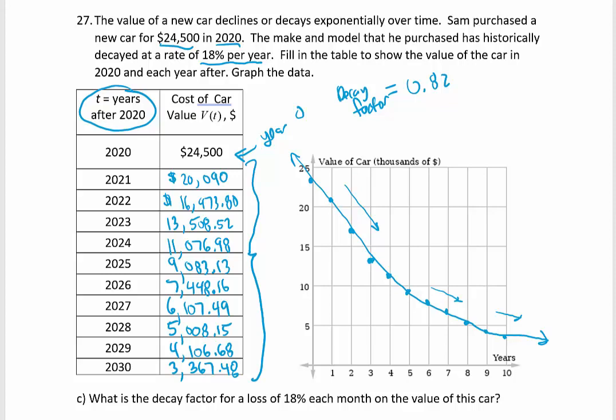Another way would be if we look at the values here and compare the loss in money as we went down. Notice from 2021 to 2022 we lost about $4,000, but notice down here at the end we're only losing about $1,000 there. So you can see that it's decreasing over time, the value that's getting lost from the car.